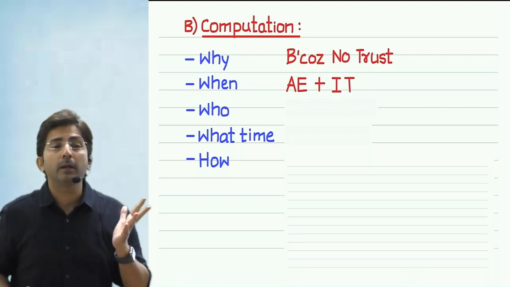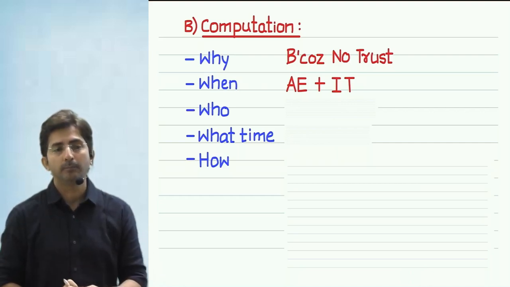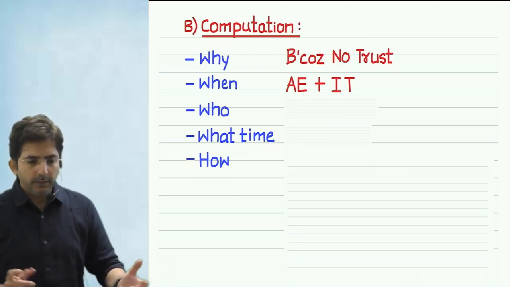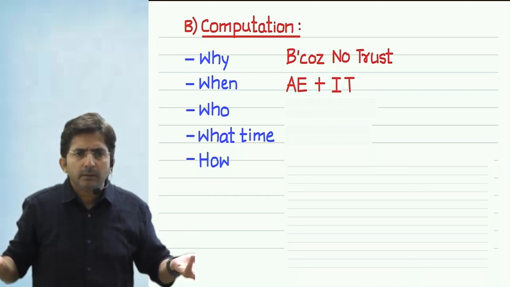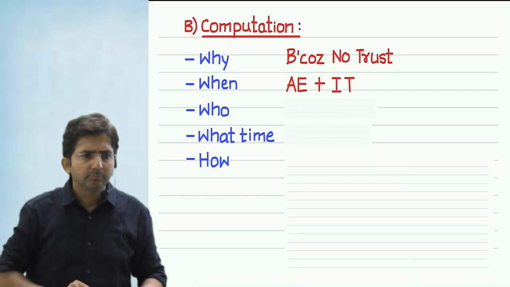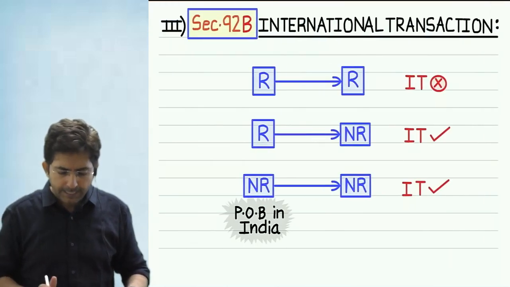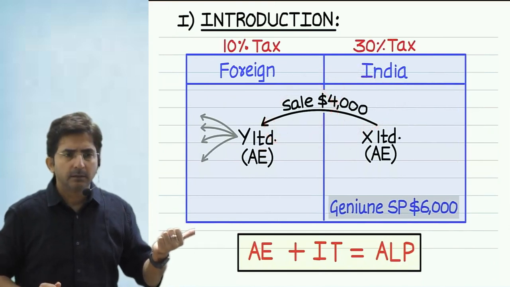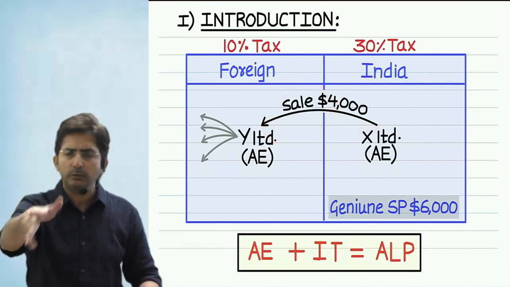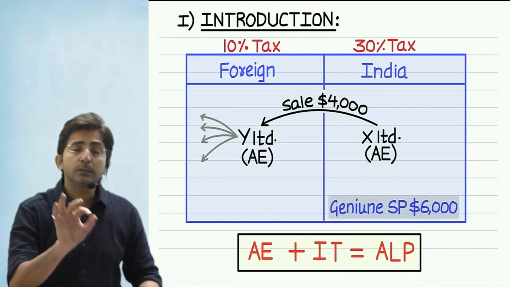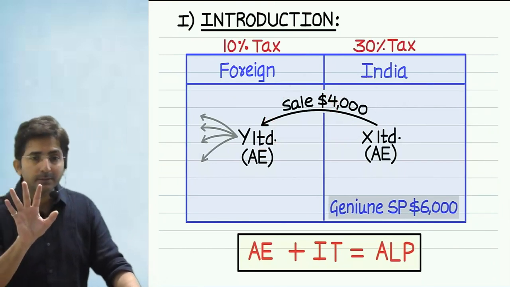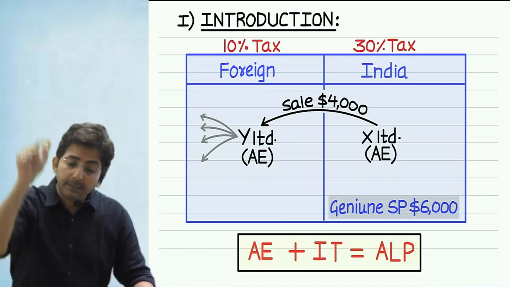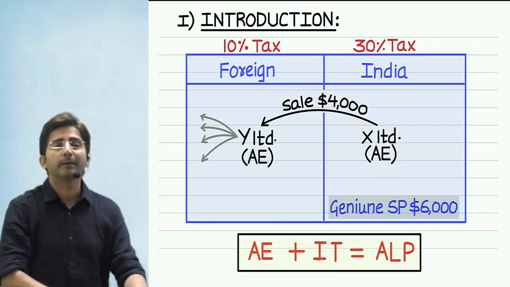Who will compute ALP? Who should compute ALP? Tell me. You know usually what a student feels? The income tax department, because they have the doubt. They doubt my price. So the income tax department will compute ALP. This is what the student thinks. But you know how it is? The department will not compute ALP. It is the assessee only who has to compute ALP.